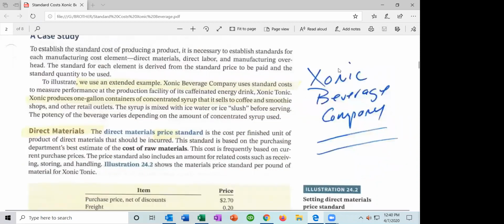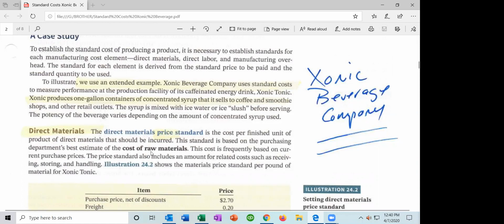So we're going to go through this process. We're not going to spend a lot of time on it, but we're going to see how this company developed its standards for quantity and price. So in a few minutes, we're going to develop a standard cost card. And a standard cost card is a summary of quantity and price standards broken down by materials, labor, and overhead. Standards are also known as the budget assumptions. Remember, budgets are built on standards.